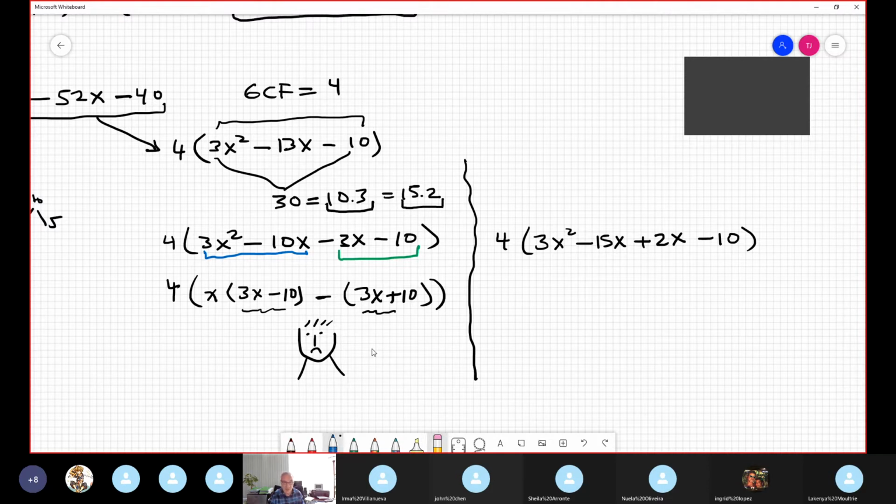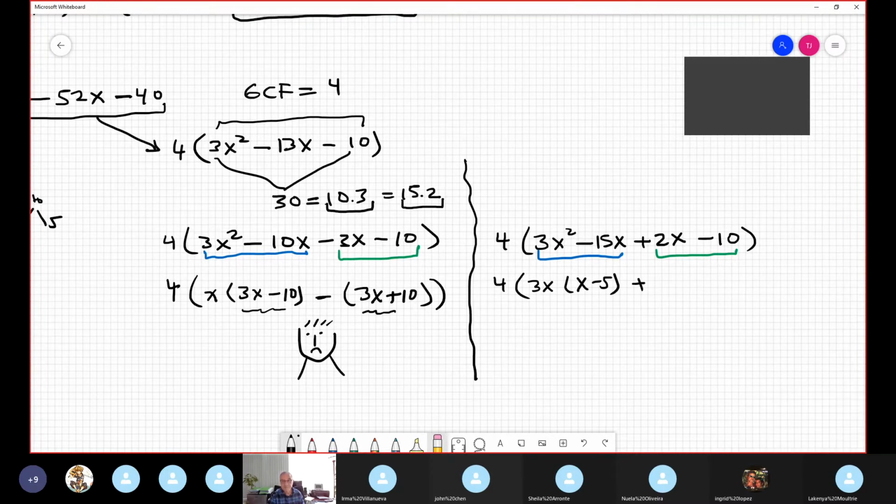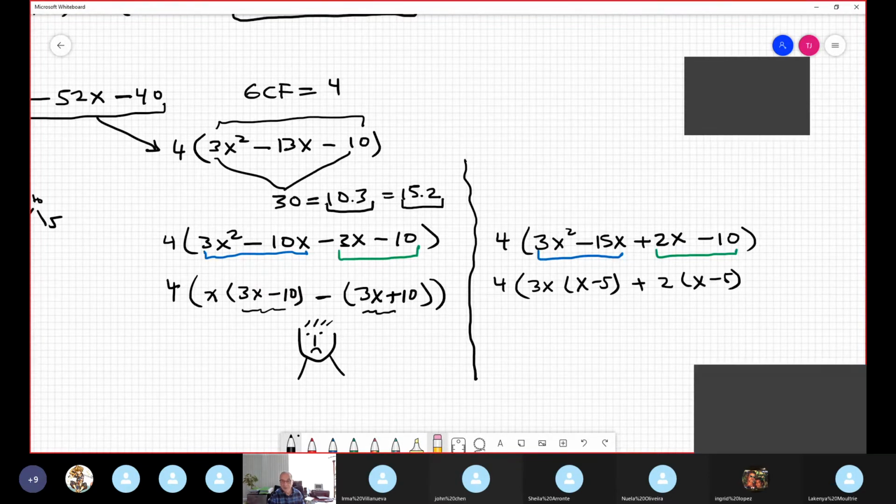Now, again, I try to do my best. GCF in the blue part, GCF in the green part. What is the GCF in the blue part? It is 3x. We have x minus 5. What is the GCF in the green part? 2, right? x minus 5. It's 2, then x minus 5. Wow! I compare this factor and this factor.